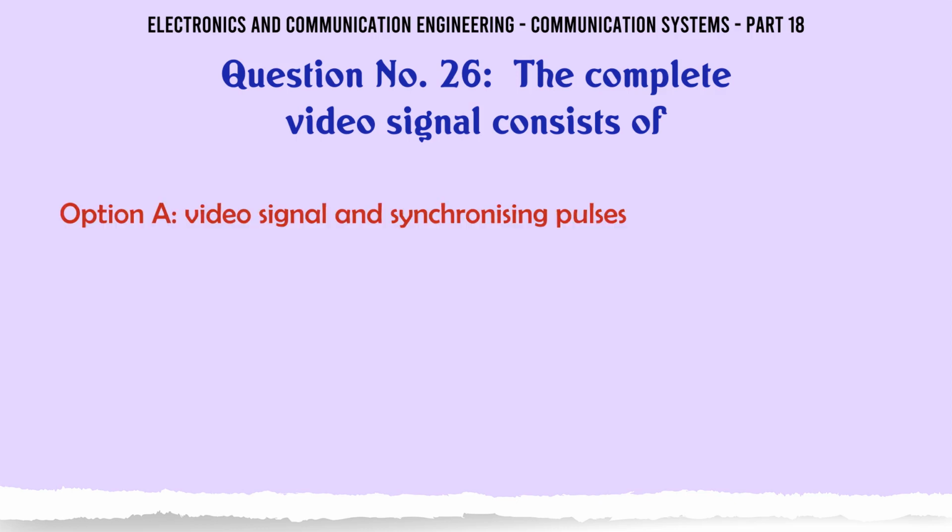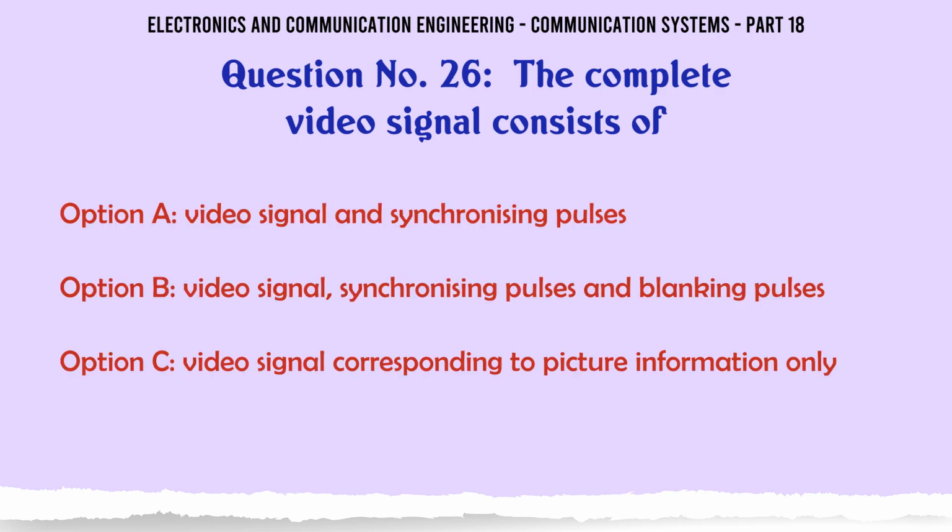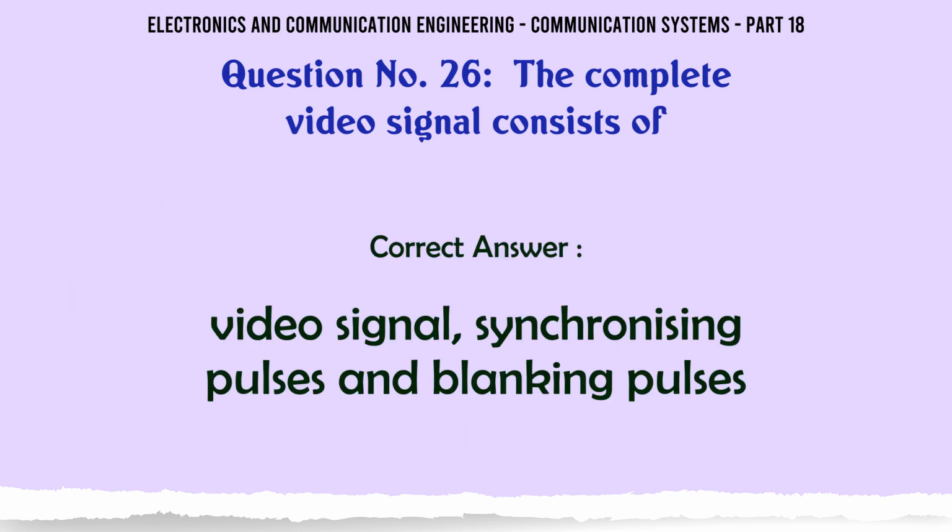The complete video signal consists of A. video signal and synchronizing pulses, B. video signal, synchronizing pulses and blanking pulses, C. video signal corresponding to picture information only, D. video signal and blanking pulses. The correct answer is video signal, synchronizing pulses and blanking pulses.